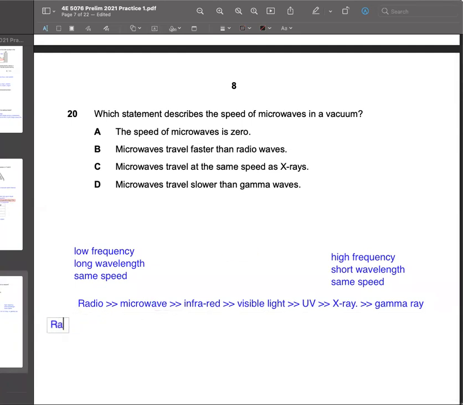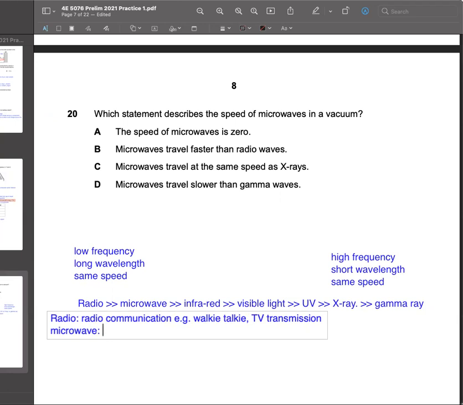Okay, uses of radio waves. Radio waves are used for radio communication, such as transmitters, for example walkie-talkies. Television, TV transmission.